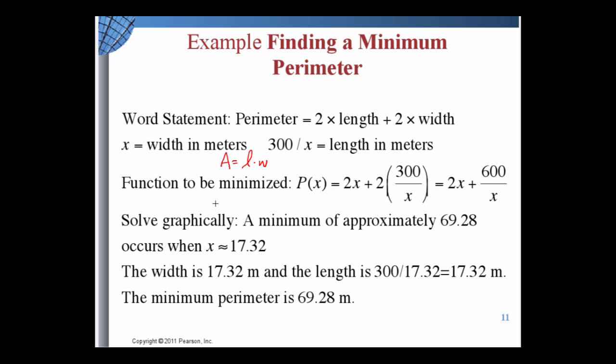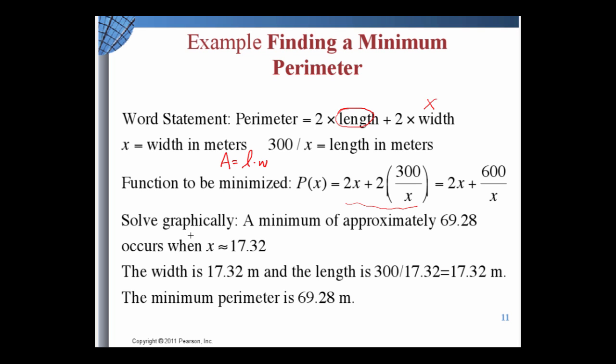So the function to be minimized, we're trying to minimize the perimeter, is P of x equals 2x plus 2 times the quantity 300 divided by x. All we're doing here is we defined x to be the width, so here's x, and we're defining length to be 300 over x. So that's where this perimeter function comes from. Simplifying it a little bit, we get 2x plus 600 over x.